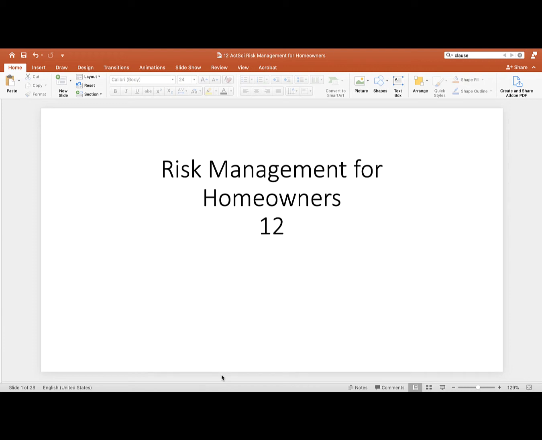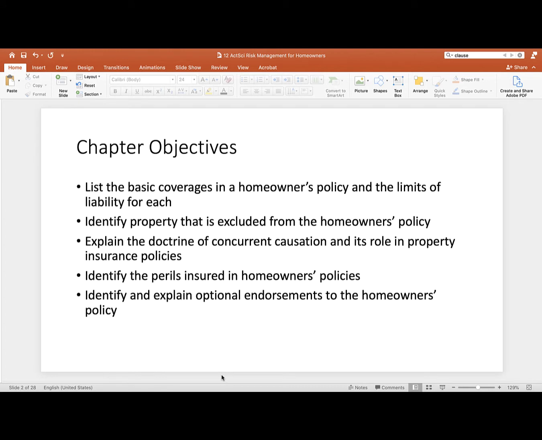Today we're going to be looking at risk management for homeowners. And these are the basic things we're going to look at. We're not going to go into tremendous depth. This is the typical homeowners insurance or household insurance. Just give you some awareness of what they're about.